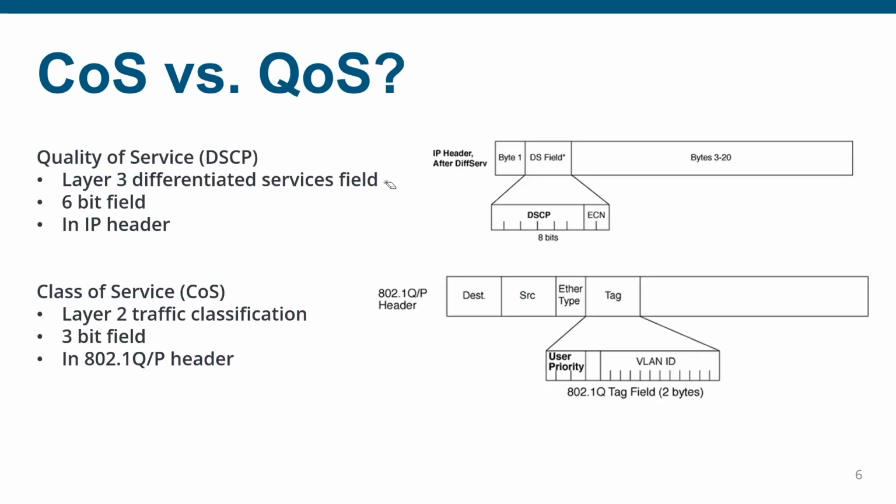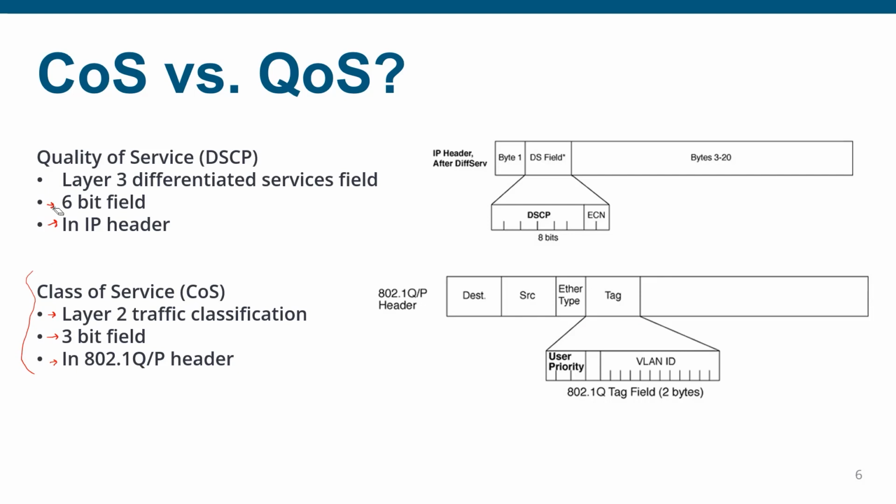You may have heard of quality of service, or QoS, and might be wondering what the difference is. Well, quality of service is the layer 3 differentiated services field, our DSCP, the differentiated services code point. This is a 6-bit field, and it's located up in layer 3 in our IP header. Whereas the class of service does not have as granular control. It's only a 3-bit field, and it's down in our layer 2 in the 802.1Q or P header that we see here. It's within our 802.1Q tag that we have our 3 bits for user priority or our class of service classification.